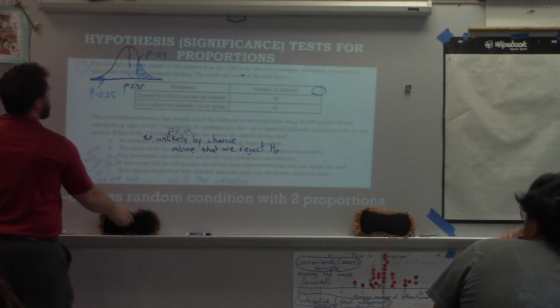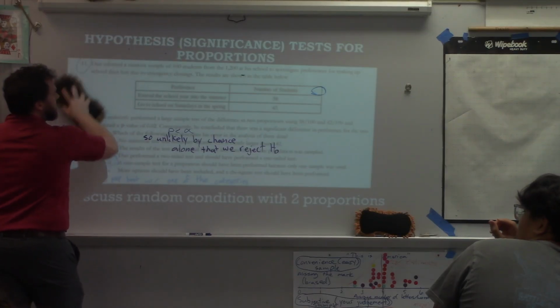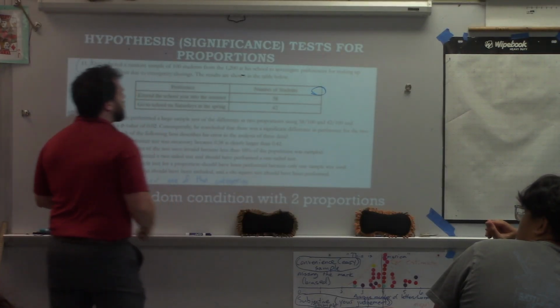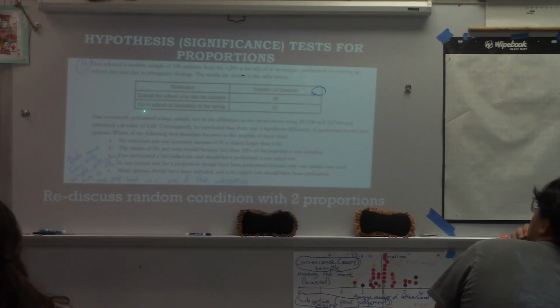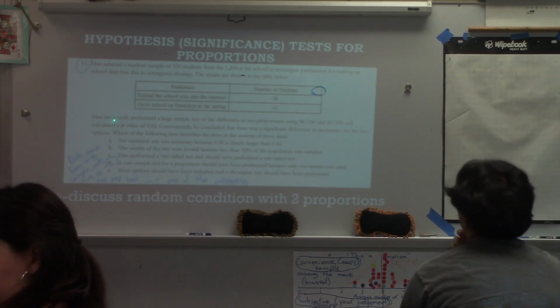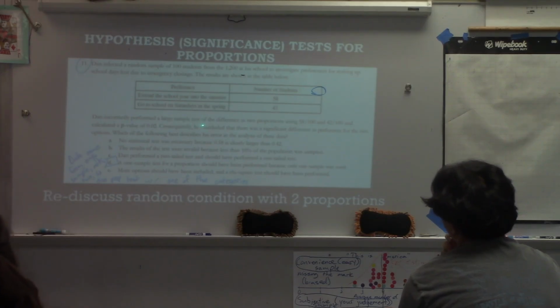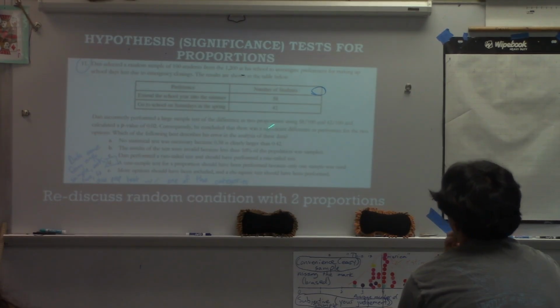Number 11, this was one of the ones, again, I told you not to do. Pay attention to this though and be careful. So Dan selected a random sample of 100 students, and 58 wanted to extend the school year into the summer, 42 wanted to go to school on Saturdays in the spring. And so he incorrectly performed a large sample test of the difference in two proportions. I mean, he has two proportions, right? So why is that incorrect?